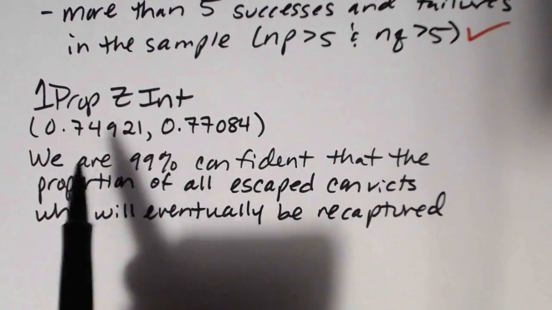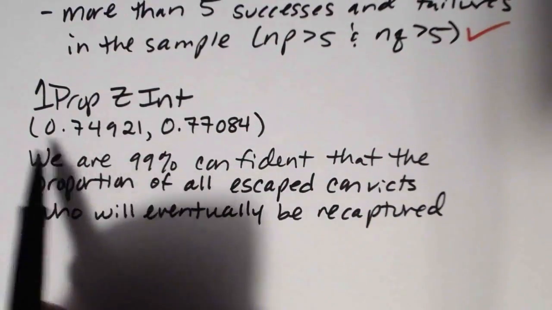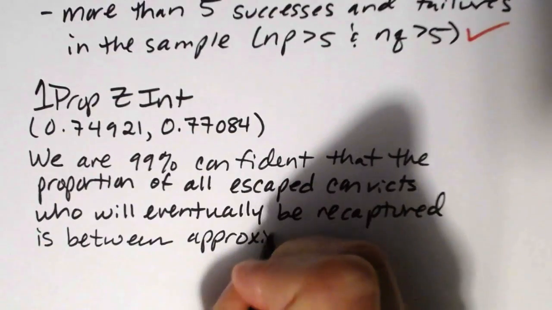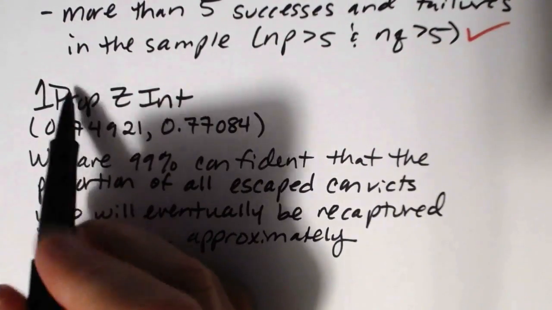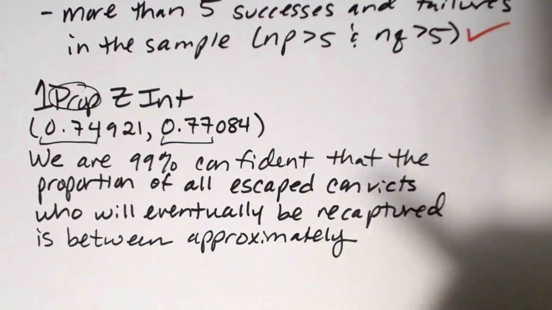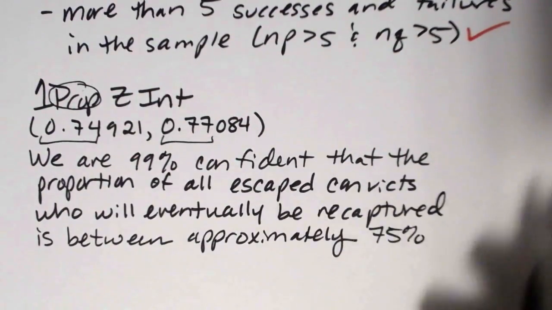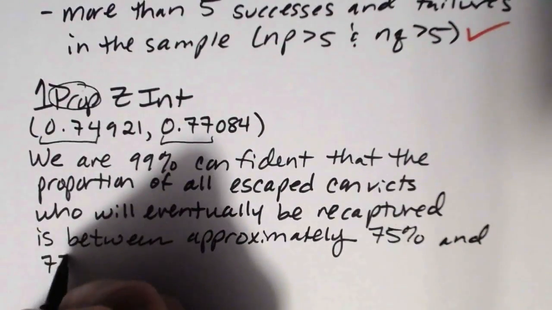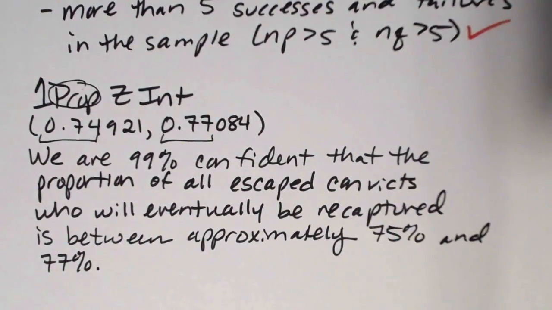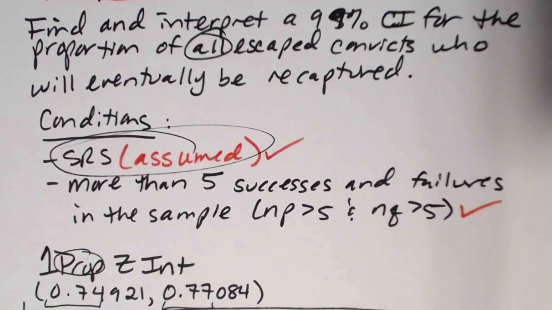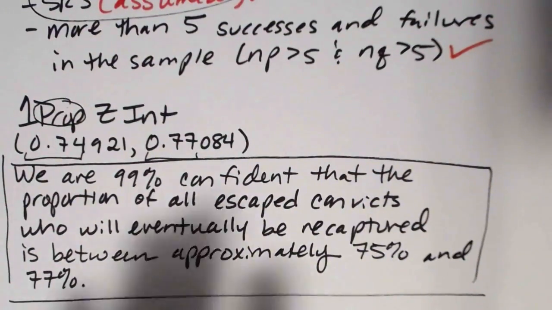And then the last thing that we're supposed to put, we've got our confidence statement, then we've got what we estimated, then we want to talk about what we found, is between approximately, and remember that because we're dealing with proportions, these are actually decimals representing percentages. So it's between approximately 75%, since this is 0.749, we'll round up, and 77%. Okay, we are 99% confident that the proportion of all escaped convicts who will eventually be recaptured is between approximately 75% and 77%. Again, that is assuming that this data was coming from a simple random sample. If it was not, then none of this math that we did would actually justify that conclusion. Okay.